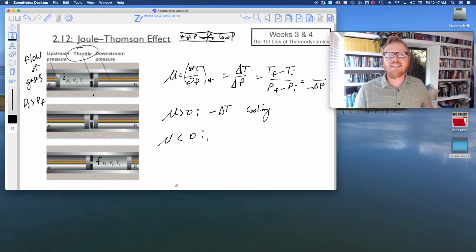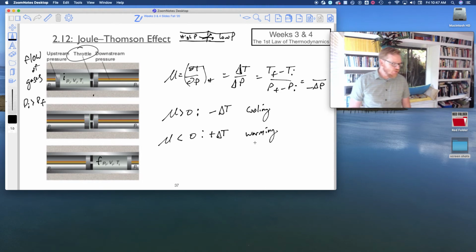And when you have a mu less than 0, you have to have a positive delta T, thereby it's a warming effect. So when would a gas cool upon expansion as a result of Joule-Thomson? And when would a gas warm?